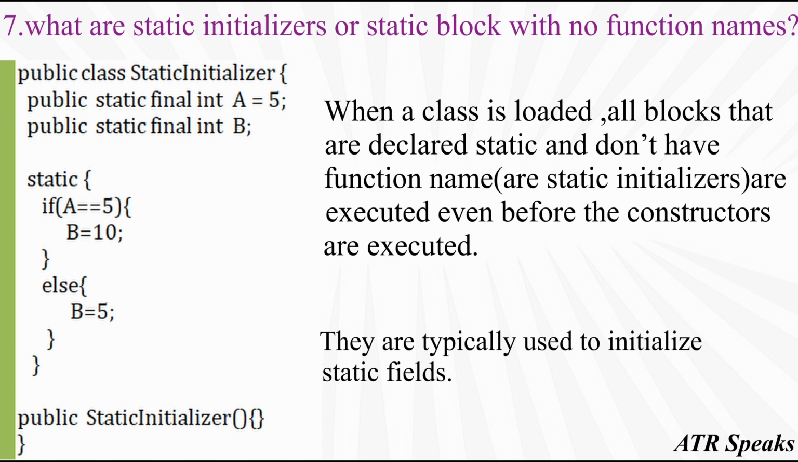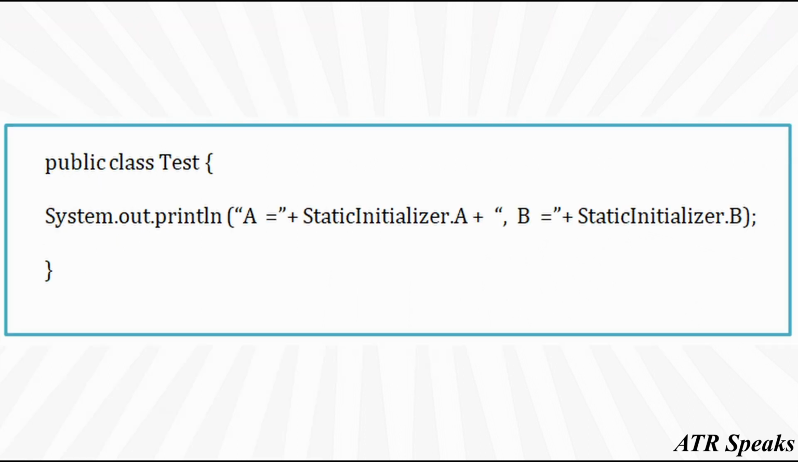So, just go through the following example. Here, there are two final variables and there is a static initializer block which is executed only once when the class is loaded. And there is a constructor which is called only after the static initializer block. Hence, the following code gives an output of a equal to 5, b equal to 10.